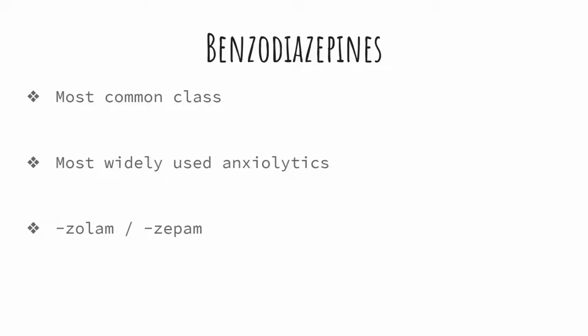I'm sure when you hear these drugs, which I will say in a bit, you will actually recognize a lot of them because, you know, a lot of us know them from many things like movies or music, for example. They're the most common class and the most widely used anxiolytics. So they are used very, very much to treat anxiety. And you're going to see that all of these drugs end in the suffix zolam or zipam. So any drug whose name ends in zolam or zipam, know that it is a benzodiazepine.